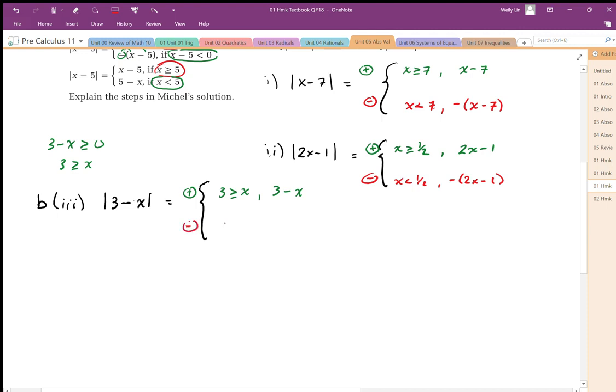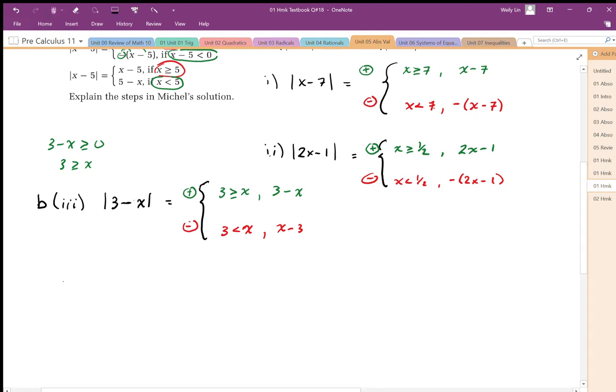So it's going to be when x is greater than 3. And then we'll use the opposite. In this case, instead of putting the negative on the outside, I'm just going to flip those around, because 3 minus x is the opposite of x minus 3.